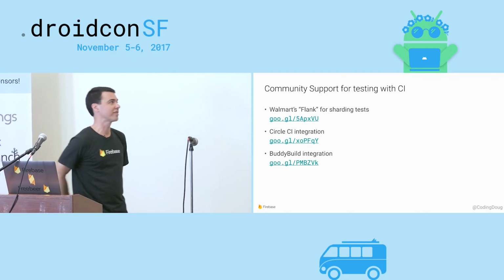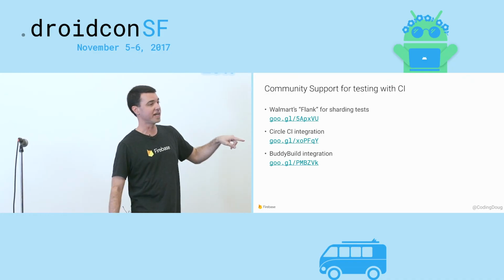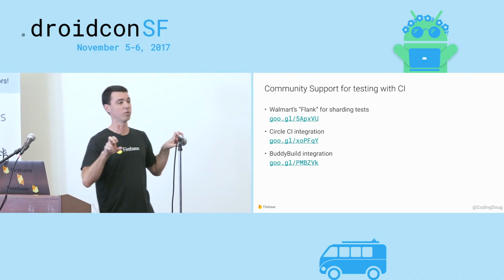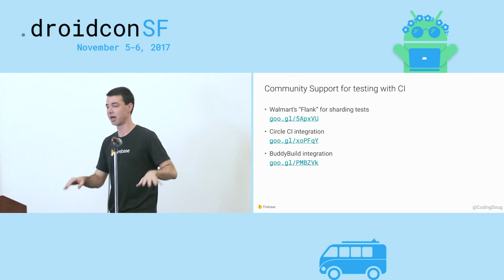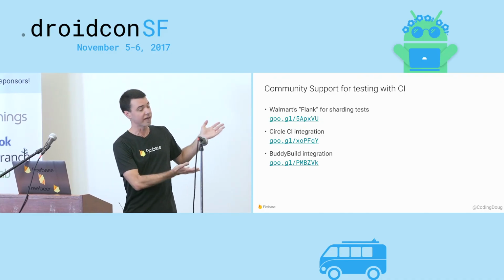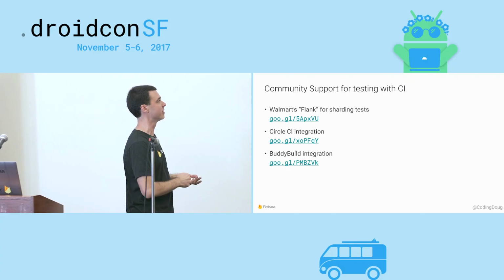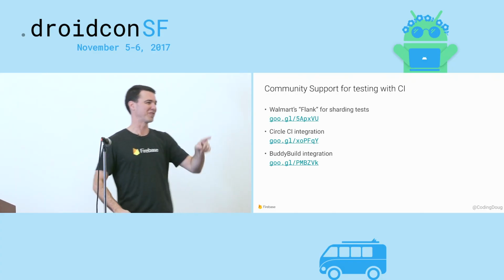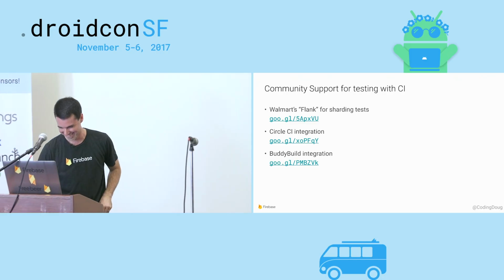Now, we have a pretty robust community of people who are working with Firebase Test Lab in their CI environment. So Walmart, one of our biggest customers, has Flank, and that will help you shard your tests. You can run them concurrently on as many devices as possible. So if you have a lot of tests, they can take hours to run, so this should cut down the time it takes. We have Circle CI integration, and we have Buddy Build integration. Anyone here from Buddy Build? Anyone? Okay, we have Buddy Build. So if you have questions about Buddy Build and maybe Test Lab, ask this fellow right here.